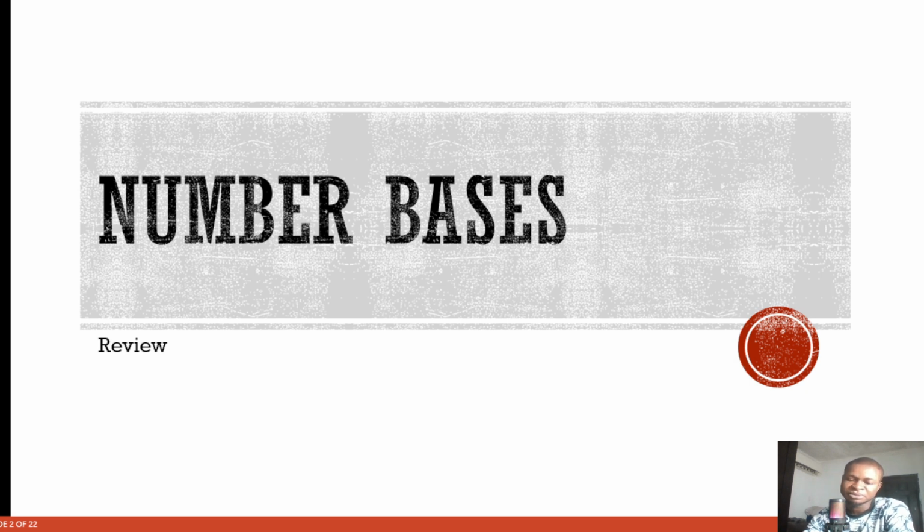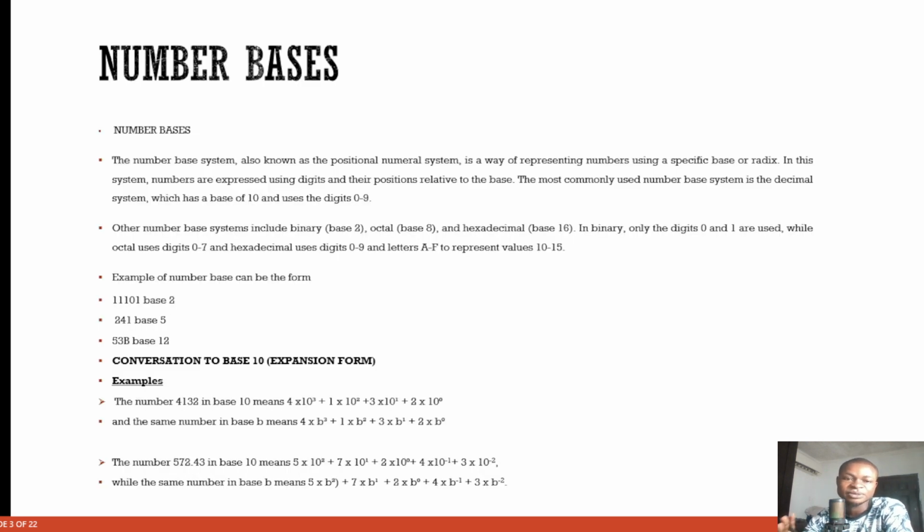Now, what is number base system? Number base system is also known as positional numeral system. It is a way of representing numbers using a specific base or radix. In this system, numbers are expressed using digits and their positions relative to their base.